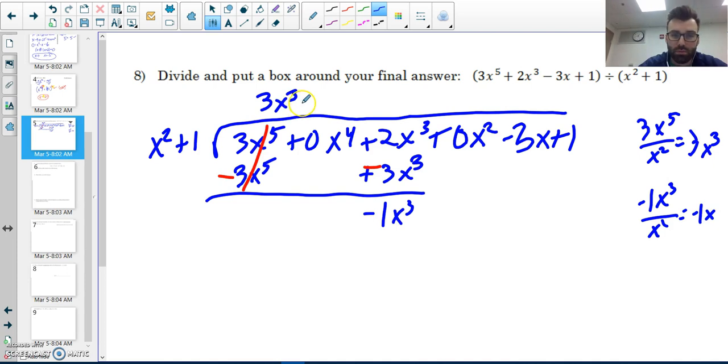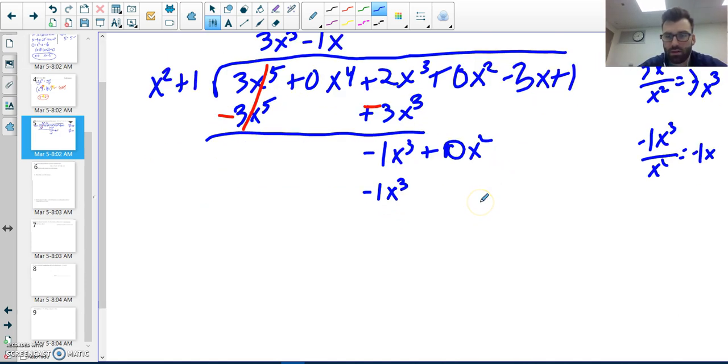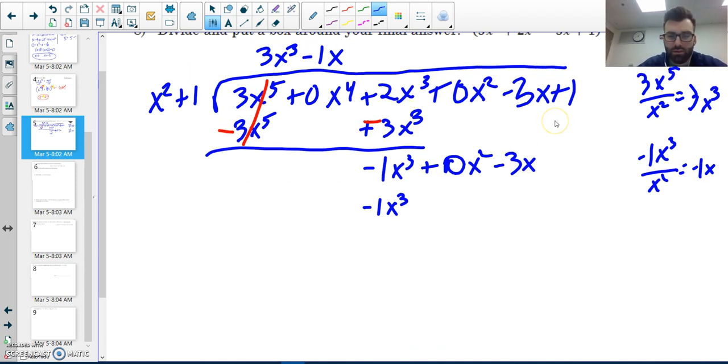Well, that's what goes up here. Negative 1x or negative x, same thing. Multiply it to x squared to get negative 1x cubed. Well, I got to bring down plus 0, there it is, 0x squared minus 3x. I'll leave the 1 there for now.